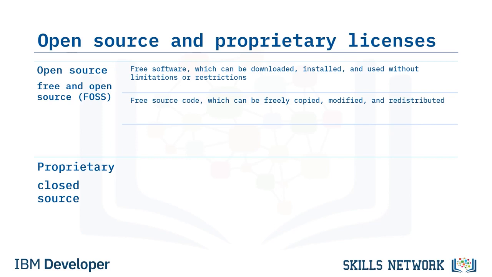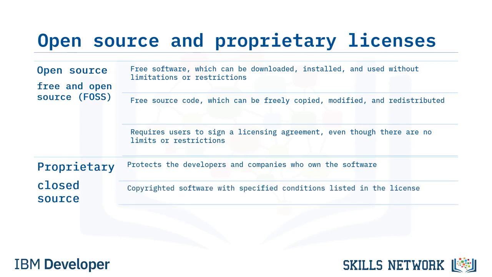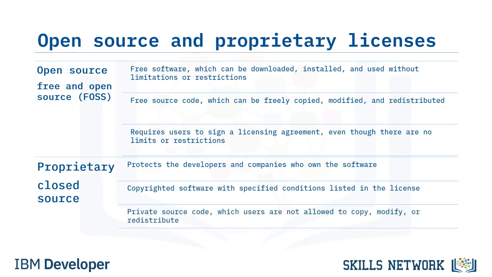However, open source software will still require users to sign a licensing agreement, even though there are no limits or restrictions. Proprietary software licenses aim to protect the developers and the companies who own the software. Proprietary licenses cover copyrighted software with specified conditions listed in the license. Proprietary licenses also protect private source code, which users are not allowed to copy, modify, or redistribute. Users are also required to sign an End-User License Agreement, or EULA.